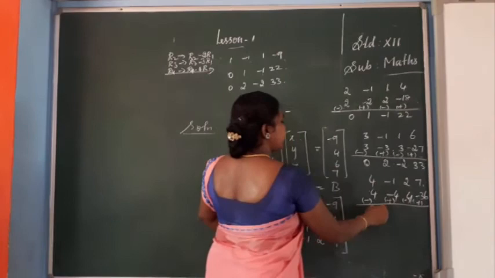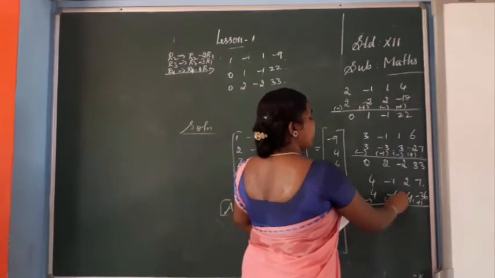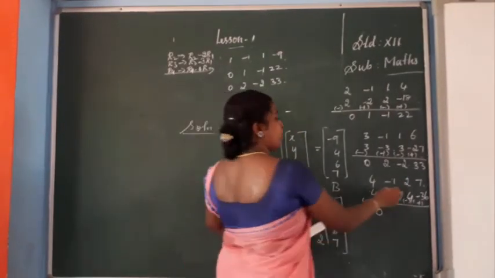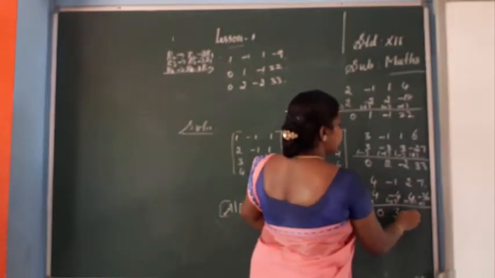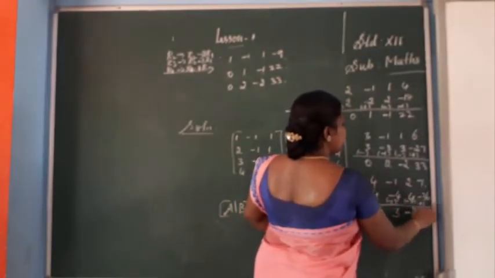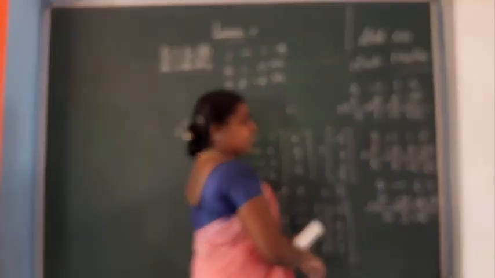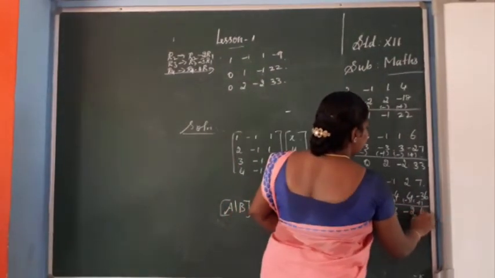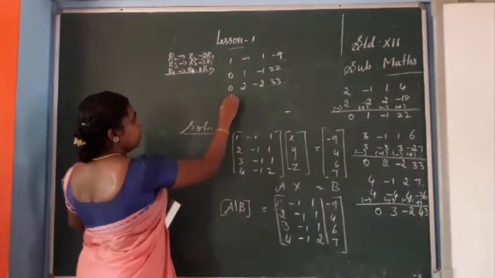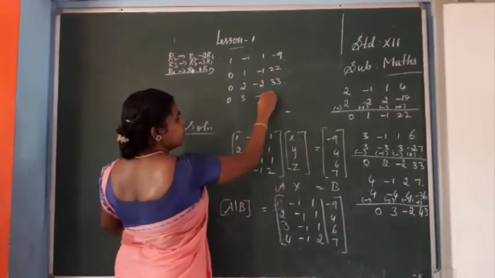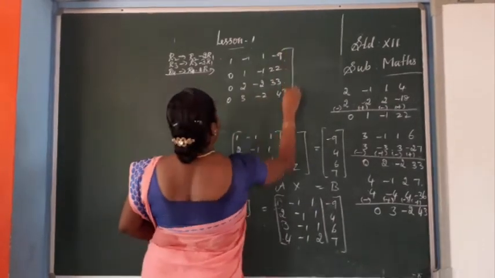Okay, 4 minus 4 is 0. Minus 1 plus 4, greater is positive. So 4 minus 1 is 3. 2 minus 4, so greater is minus. So 4 minus 2 is 2. Then 36 plus 7. 36 plus 7 is 43. Okay. So 0, 3, minus 2, 43.